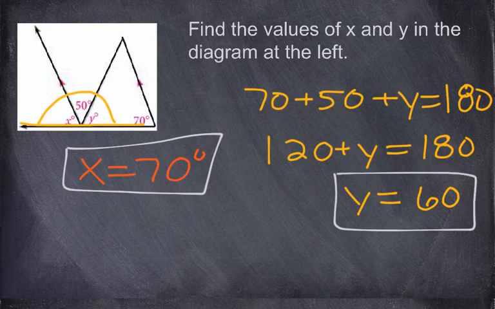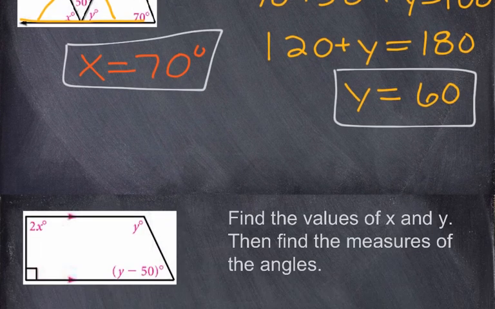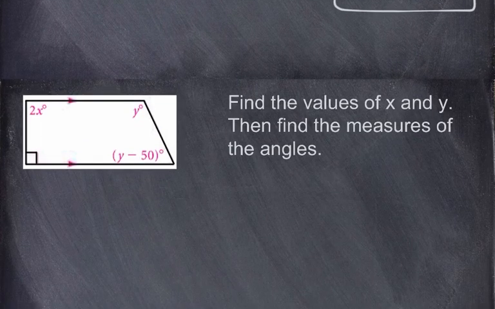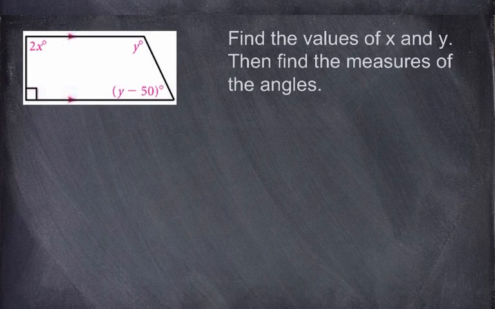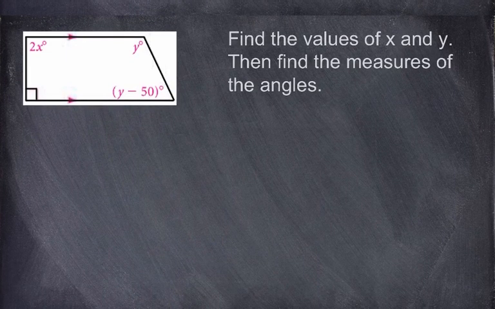Okay? Again, we have many different types of angles that we're talking about, but we can't forget the ones we learned in the past too, like supplementary and vertical angles as well. Let's do another one here. Find the values of x and y, then find the measures of the angle. So we have two sets of directions. Find the values, find the measures.